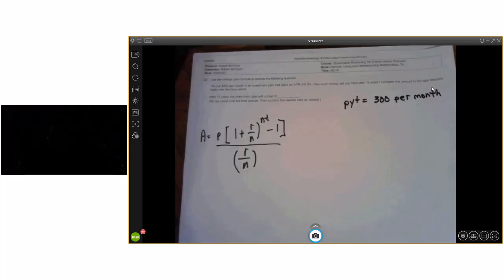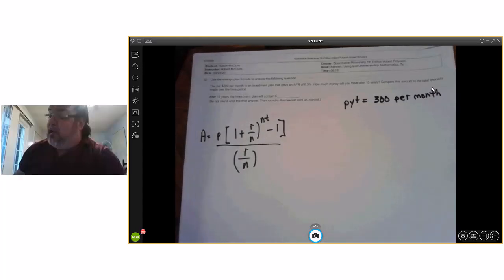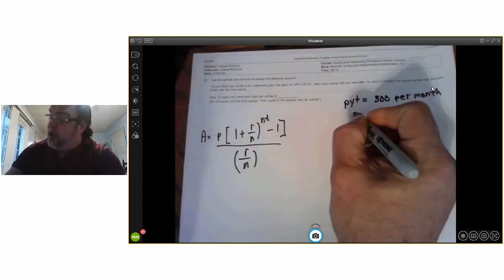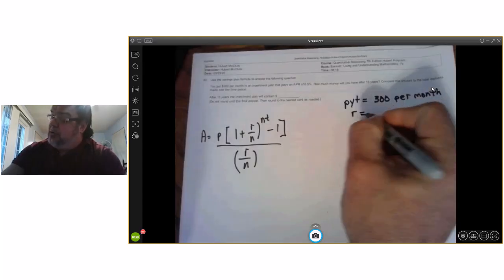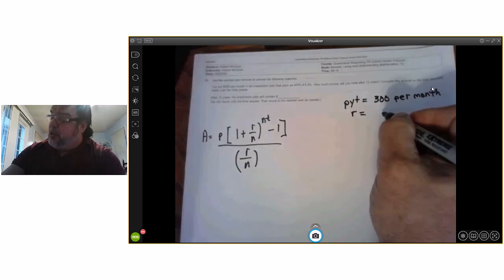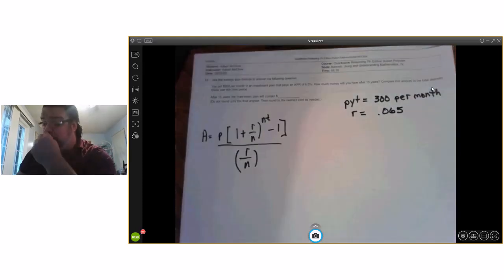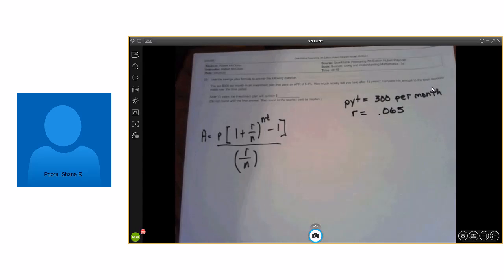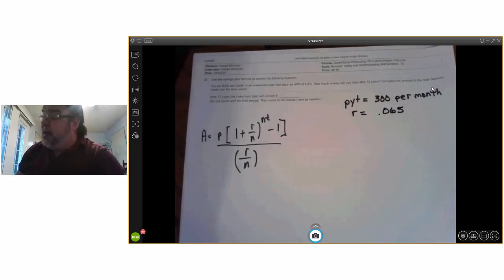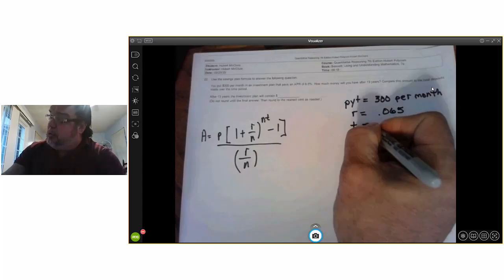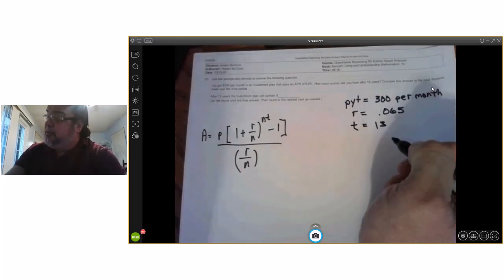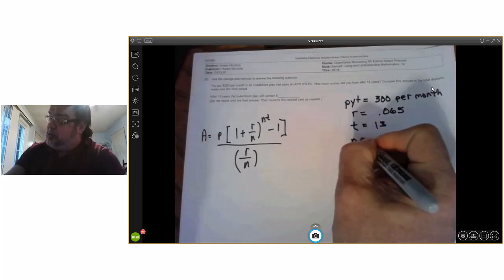In an investment plan that pays R is equal to 6.5%, R is 0.065. How much money will you have after 13 years? T is equal to 13, and of course N is equal to 12.